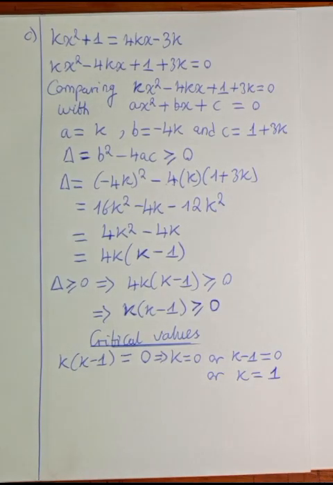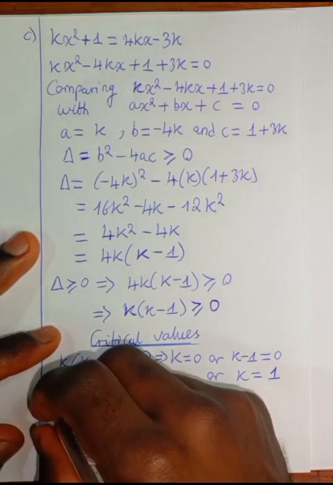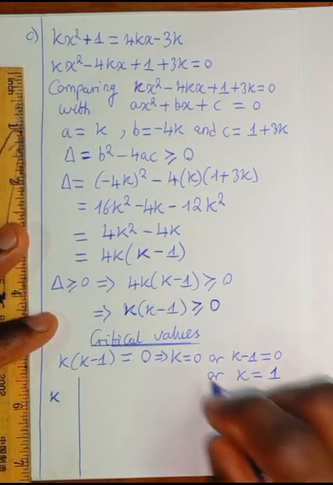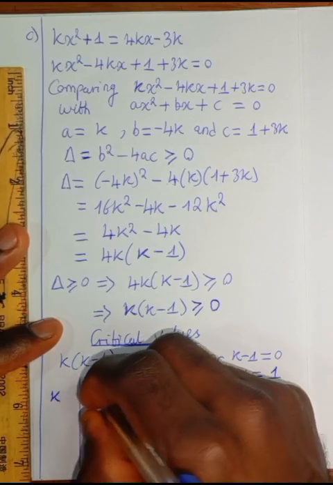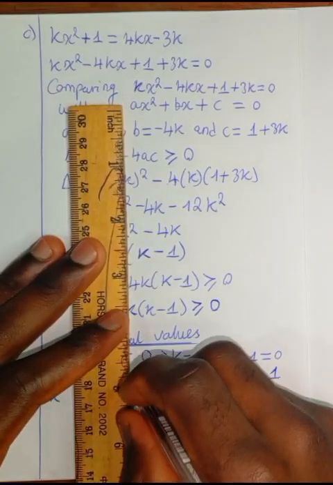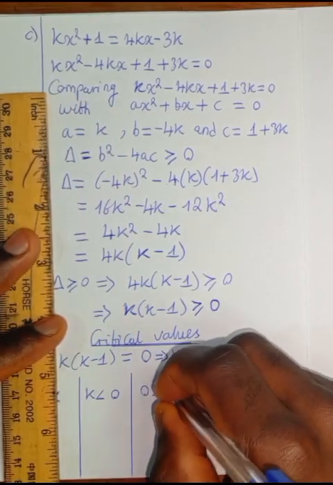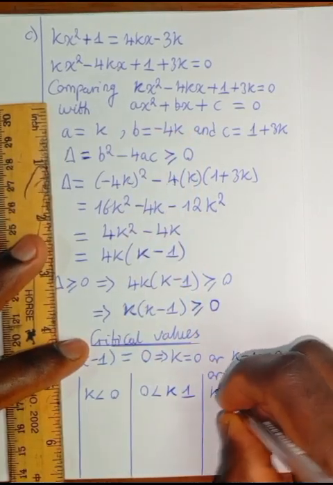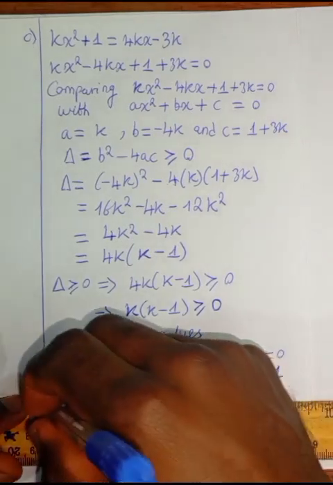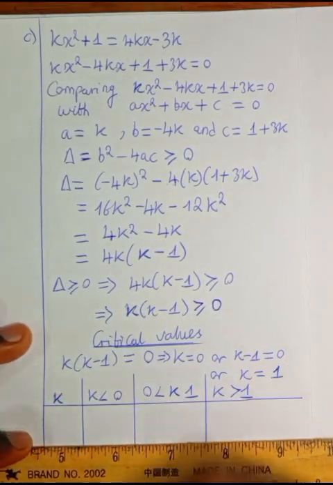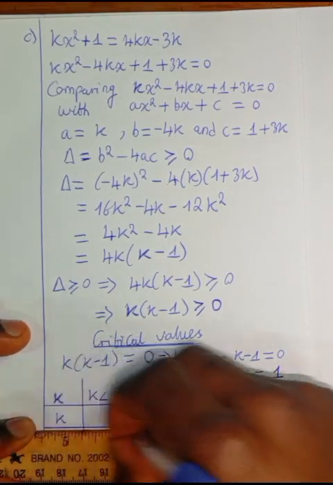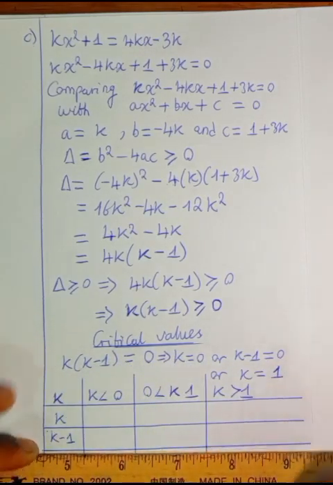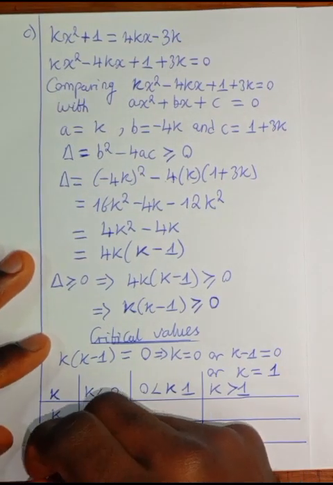In this case, we are going to make use of our sign table. So for the first column, we have k. The second, we test values for k less than 0, since 0 is the smallest critical value. The next, we test values between 0 and 1. And lastly, we test values for k greater than 1. For the first row, we take k. The second row, we take k minus 1. And lastly, we take the product k times k minus 1.